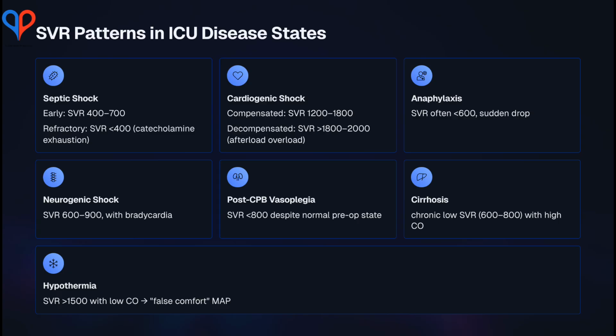Neurogenic shock decreases SVR via loss of sympathetic tone and is often associated with bradycardia. Post-bypass vasoplegia presents with surprisingly low SVR, despite adequate volume. Cirrhosis produces chronic low SVR with hyperdynamic circulation. Hypothermia can raise SVR above 1,500, creating deceptively reassuring MAP with low cardiac output.